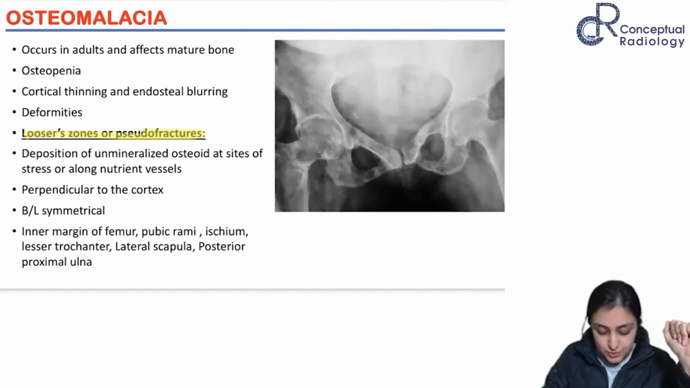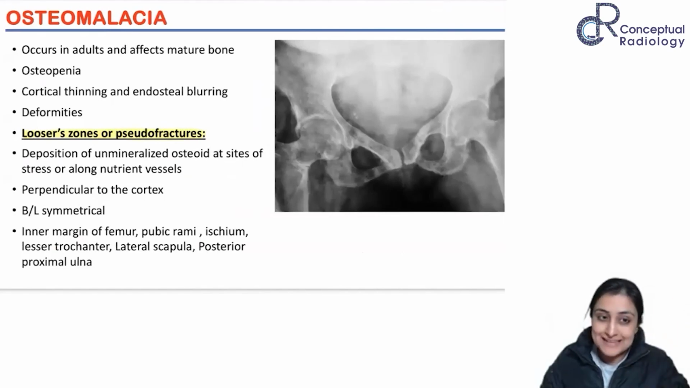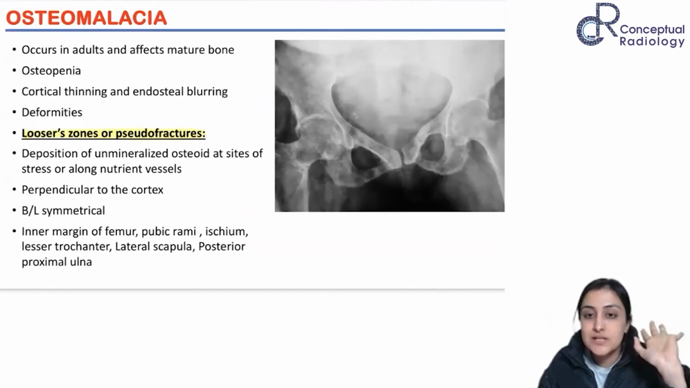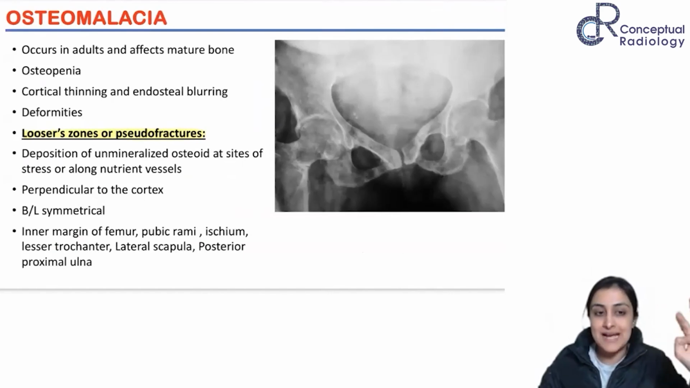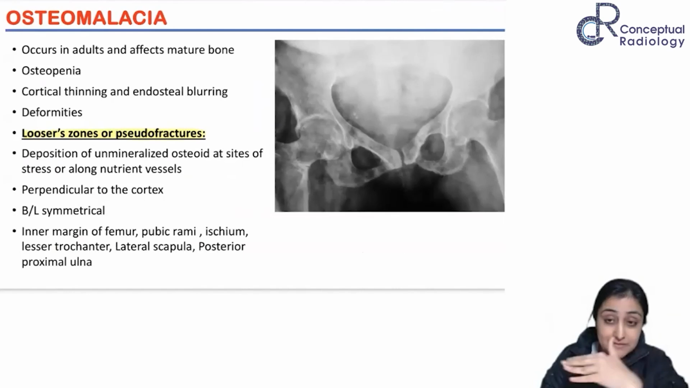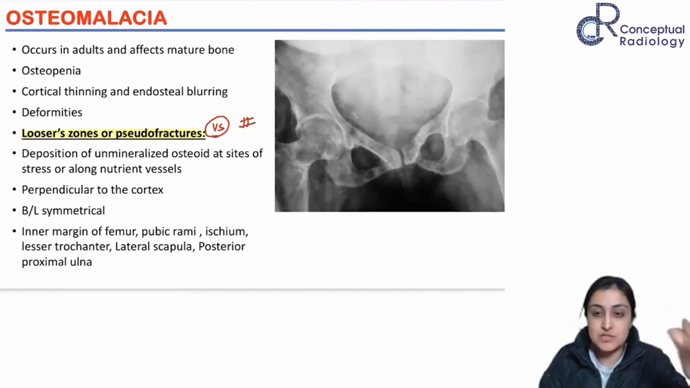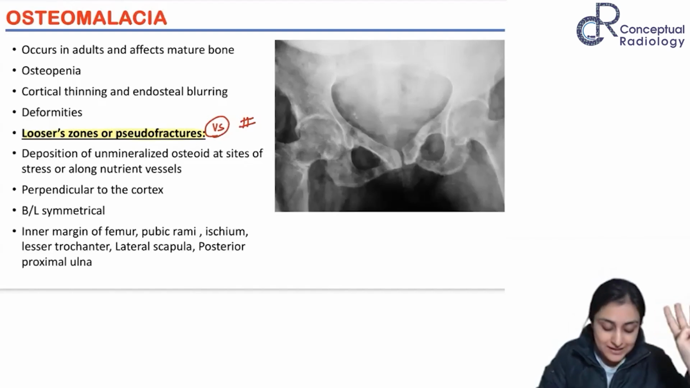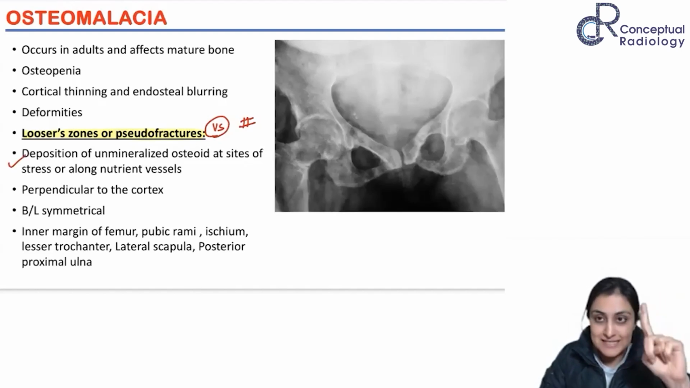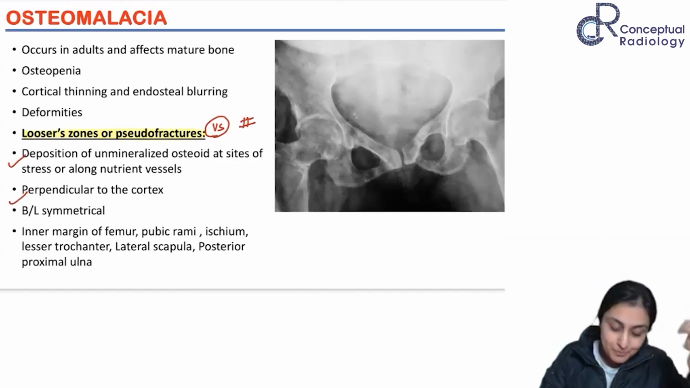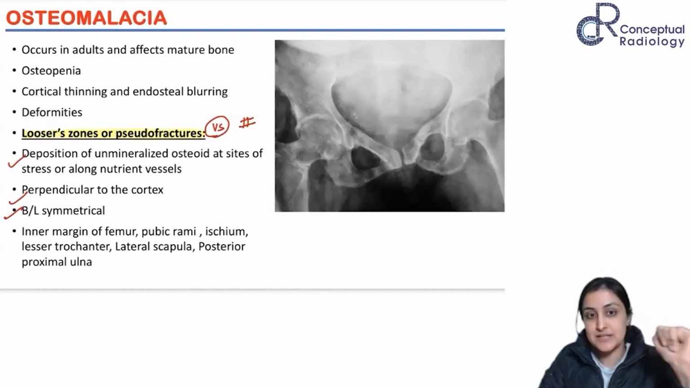So these Looser zones or pseudo fractures are the deposition of unmineralized osteoid, in any area of stress or along the nutrient vessels. Okay. So the common sites you want to remember, before that also remember, they will be perpendicular, they will be bilaterally symmetrical. Sometimes they ask you, what is the difference between a pseudo fracture and fracture. So these are the 3 points that you will write, that they occur along specific sites, whereas fracture can happen anywhere. They are perpendicular to cortex and they are bilaterally symmetrical. So these are the 3 differences.